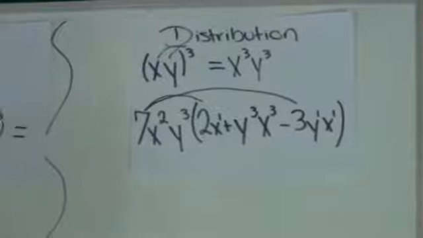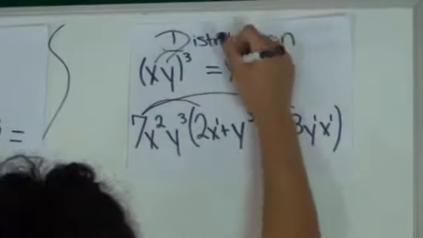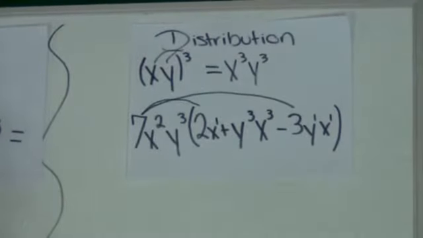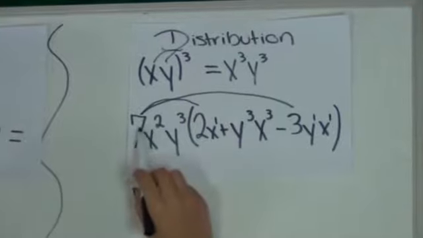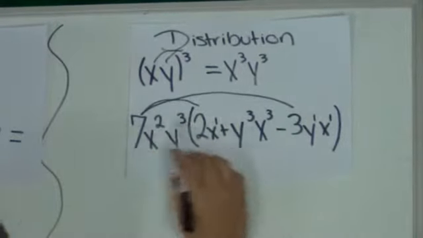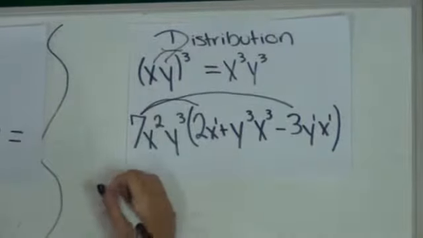Now we're going to do distribution. And when you distribute a number, you distribute it to both numbers. So it's going to be x to the power of 3 and y to the power of 3. You're going to distribute the 7 to each term in each of these. So the 7 is going to go to the 2, the 1, and the 3.